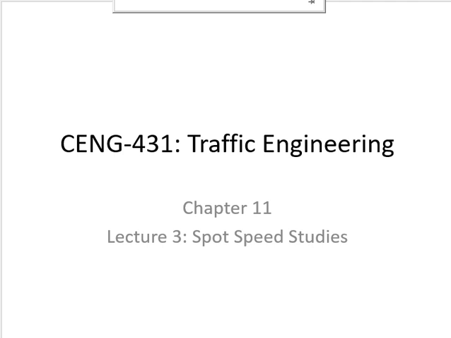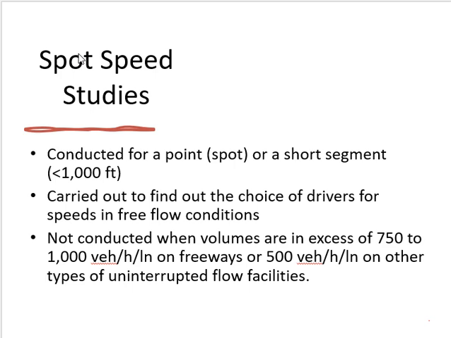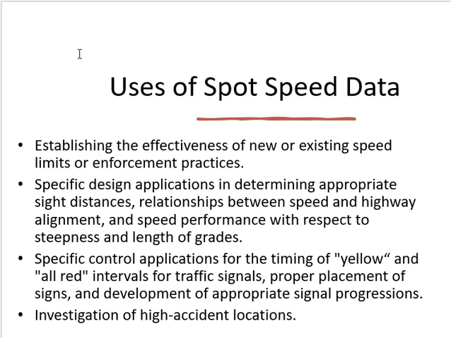Last week we started the topic of spot speed studies. We learned what we mean by a spot speed study and why we do it: we want to find out the choice of the driver. To do that, we have some restrictions. The distance you take should not be more than 1000 feet. There is a range for the flow as well; the flow should not be more than these values, otherwise the driver choice will not be found.